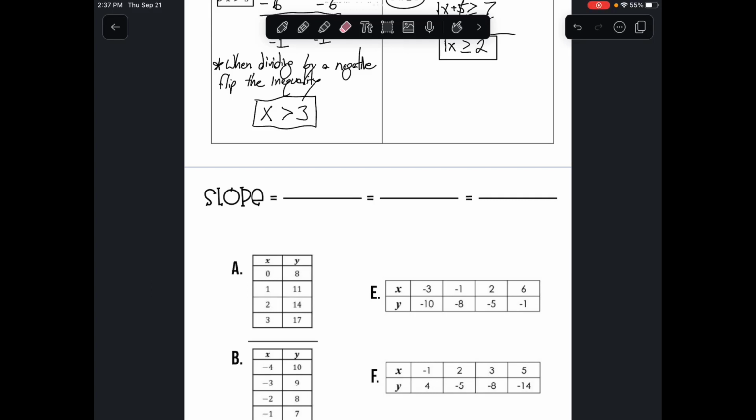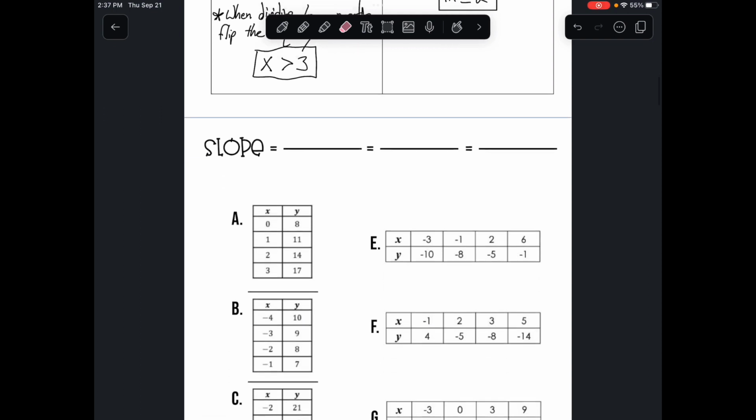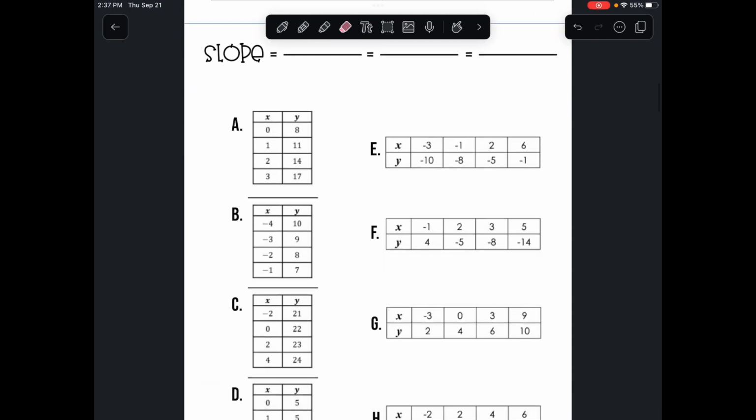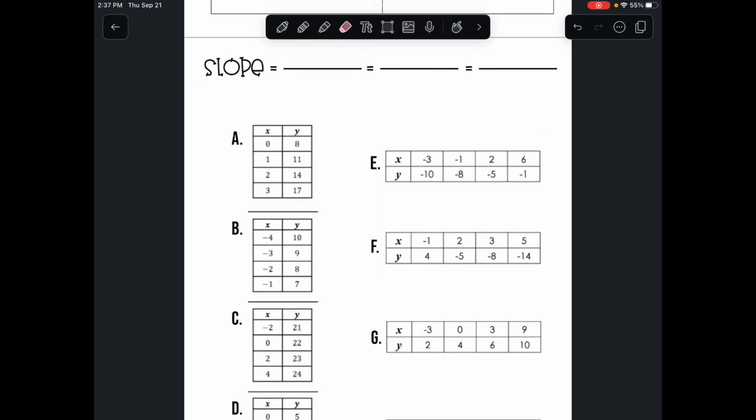All right, here we go. We are looking at slope from a table, finding slope from a table. This is when we are given our x and y points, either in a table that's laid out vertically, right? These ones here vertically, or these tables that are horizontal. It doesn't matter if it's vertical or horizontal. We're going to use the same process to figure out what our slope is from these tables.